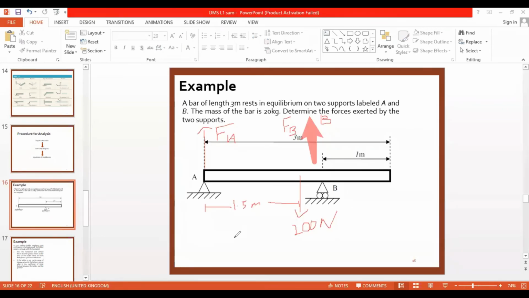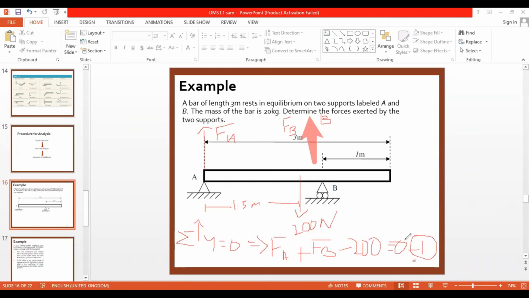Total forces in the horizontal direction: here we don't have any horizontal forces, so we don't need to use that. And then total forces in the vertical direction, sigma Fy equal to 0. So we will apply that one. On the upward direction, we have FA, that is one force. And I have another force FB that is also acting in the upward direction. And I have a force in the downward direction, minus 200, equal to 0, right? So this is one equation.